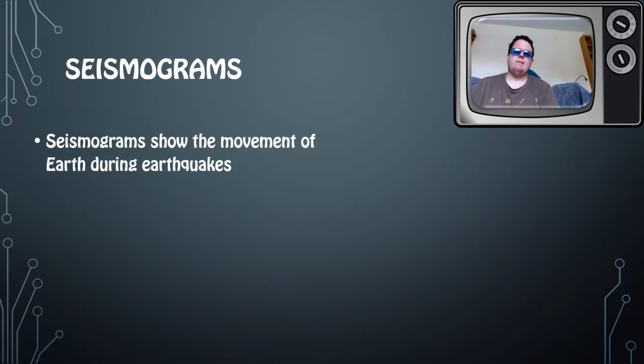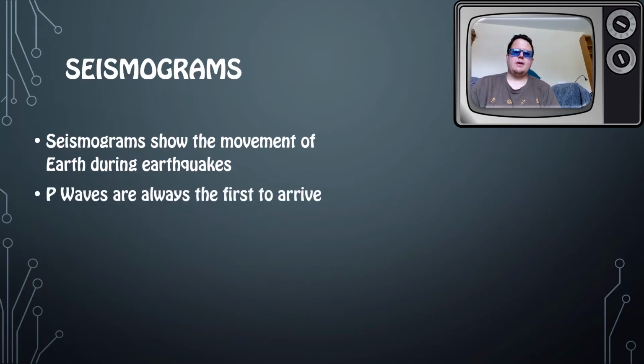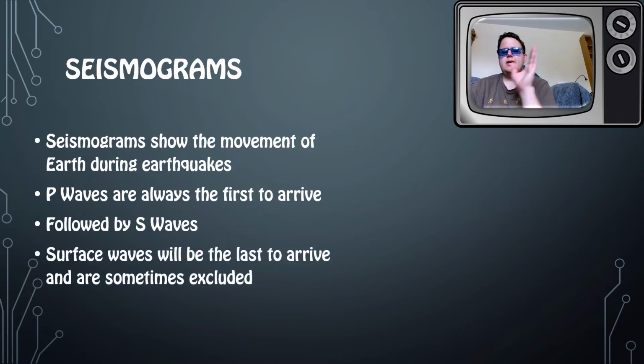Okay, seismograms or seismographs. These show the movement of the Earth during an earthquake. Basically what you have is a big weight or a pen suspended in space, and as the Earth moves underneath it, the pen draws on the surface, showing how it moves. Now, P waves are always the first to arrive on these. So P waves will always be there first, then S waves, then surface waves. Sometimes, because we're not interested in surface waves so much, you'll see the surface waves excluded.